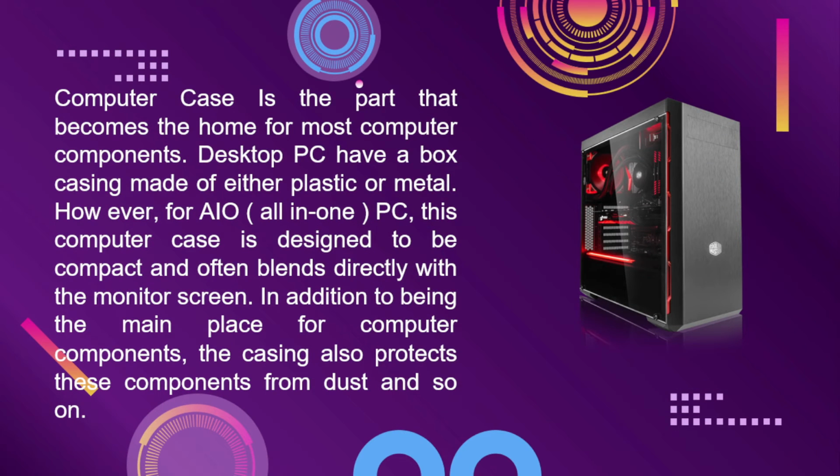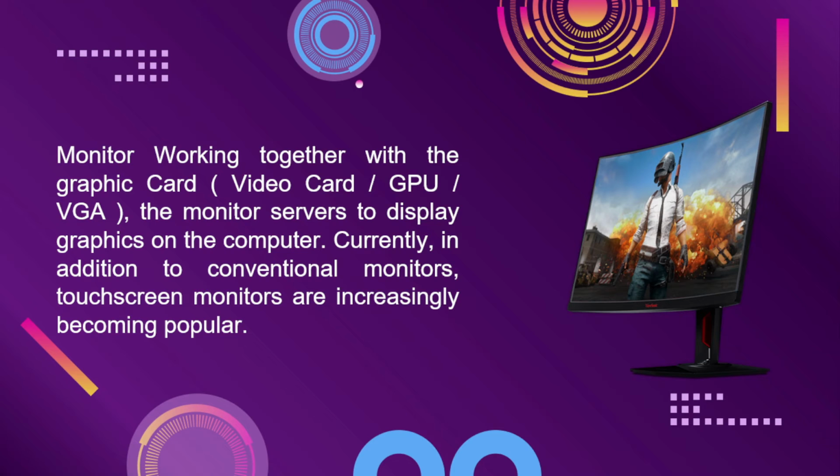Next part is computer case. Computer case is the part that becomes the home for most computer components. Desktop PCs have a box casing made of either plastic or metal. However, for AIO or all-in-one PCs, this computer case is designed to be compact and often blends directly with the monitor screen. In addition to being the main place for computer components, the casing also protects these components from dust and so on.